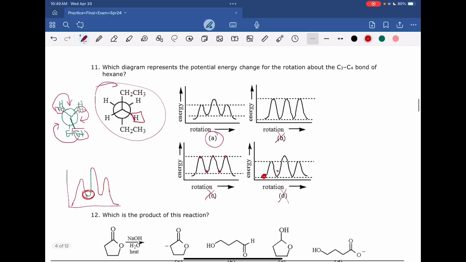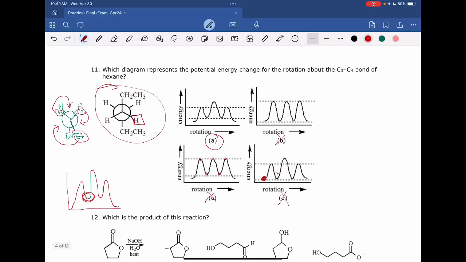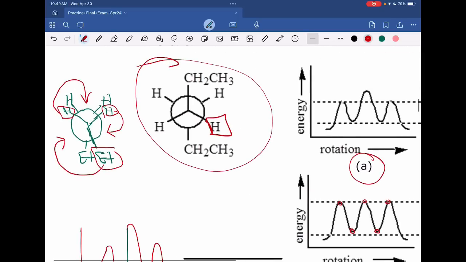This question is on the harder end because you gotta sort of understand how every single conformation that the molecule can be in affects its potential energy. But hopefully you found these drawings helpful.